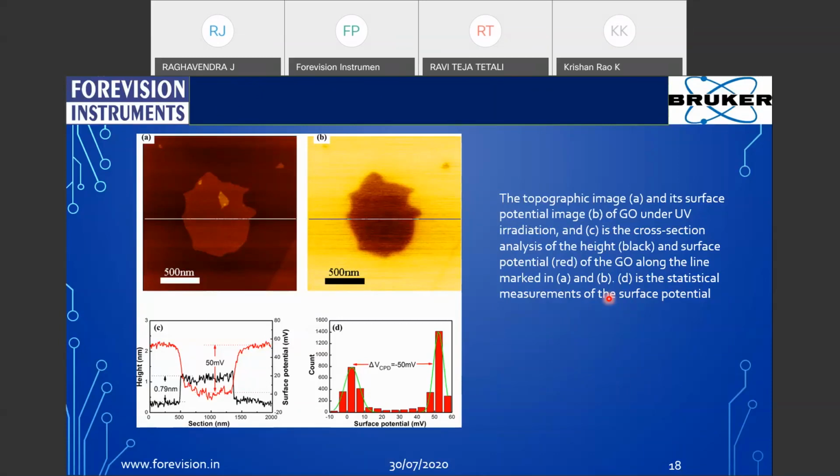You can obtain a line profile on the image and look at how the height or the surface potential is varying at each pixel of these lines. And we can also draw a histogram of this surface potential, showing how it is varying over the entire scan region. So this gives us an overview of the surface potential.